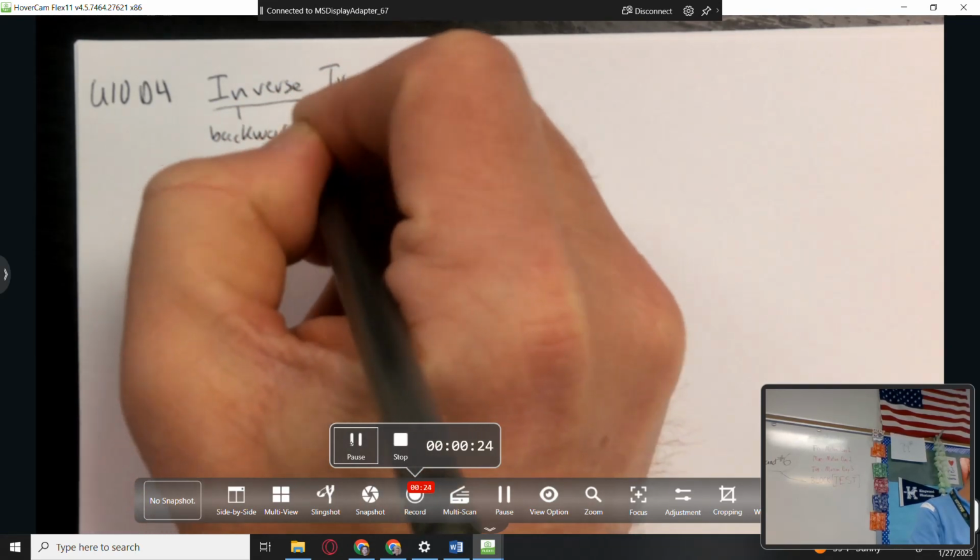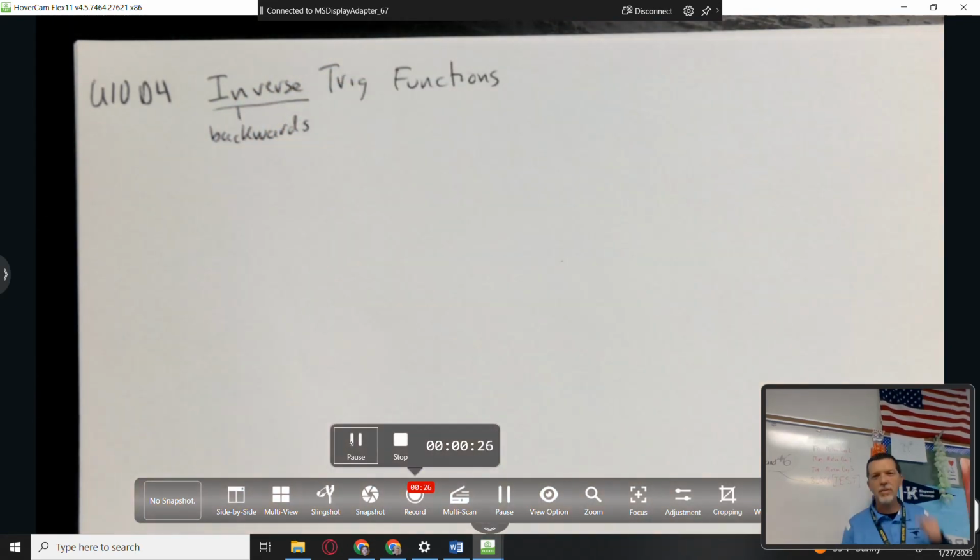Inverse in math class, well, I guess anywhere, basically means you're kind of working backwards. So today I'm going to give you the answer and ask you for the angle. So you still have to know the unit circle, but you have to know it well enough to go backwards with it.